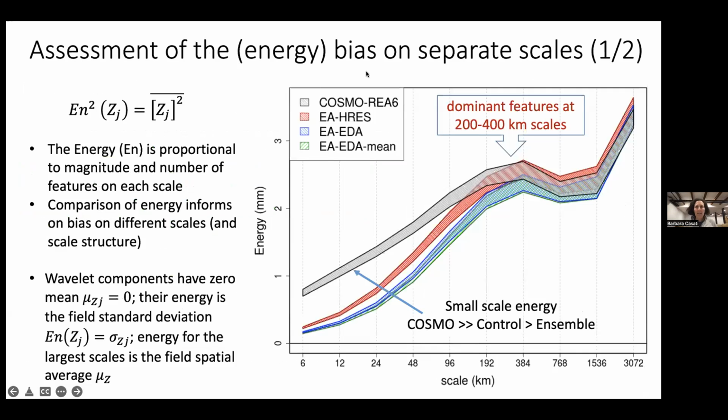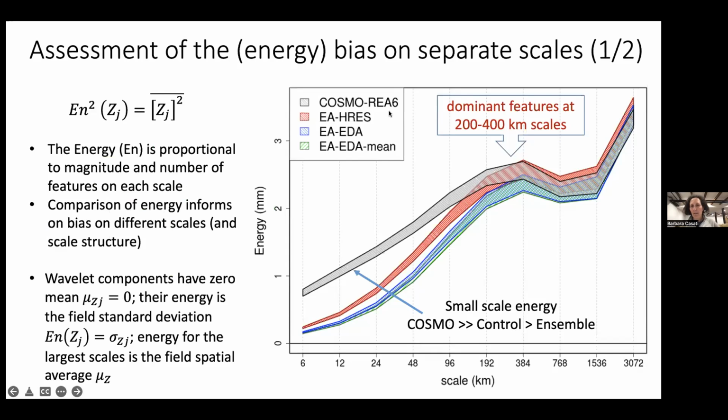Okay, so the first statistic I evaluate on the different scale components is the energy. The energy is essentially the average of the squared values of the field, and is proportional to the magnitude and the number of features on each scale. So when I compare the energies for my different reanalyses, this informs on the bias on the different scales and on the scale structures. For example, this is applied to the images I show you below.